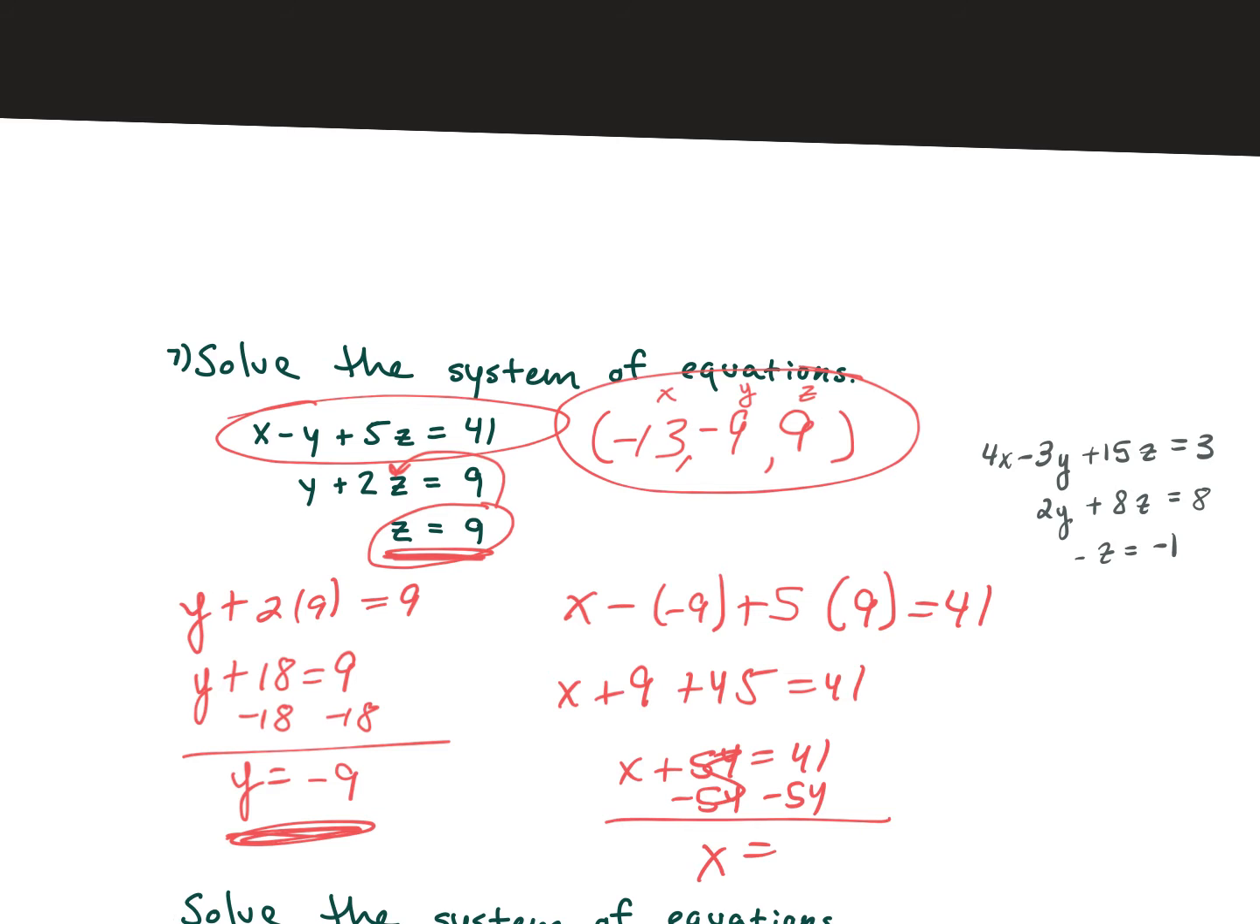Now we can go back real quick, take our calculators, and check. So if I plug in negative 13 for x in that first equation, then I have minus negative 9 for y, plus 5 times positive 9, and I hit enter, I get 41. Does 41 equal 41? Yes. So let's go to the second equation. I'm going to put in negative 9 for my y, plus 2 times 9, and I hit enter, and I get positive 9, which is exactly what the second equation equals. So we know that our answer is correct. Anybody have any questions? We're good with that?